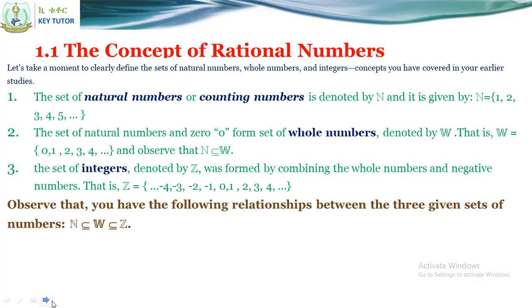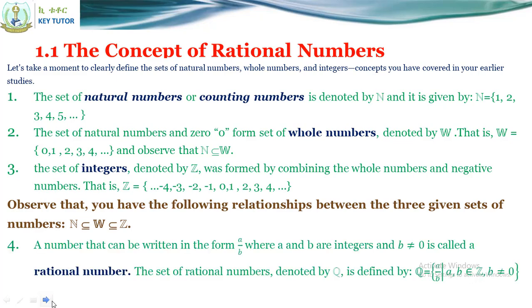The natural numbers are subsets of the whole number because every element in the natural number belongs to the whole numbers, and every element or every number in the whole number belongs to Z, which is integers. So the natural numbers are subsets of whole numbers and the whole numbers are subsets of integers. And this is true also. Natural numbers are the proper subsets of whole numbers and the whole numbers are proper subset of integers.